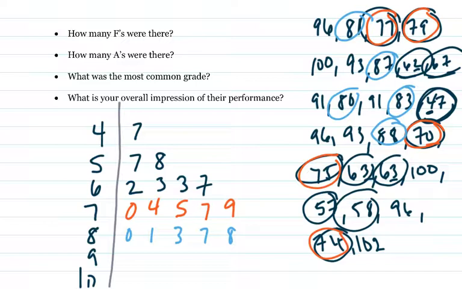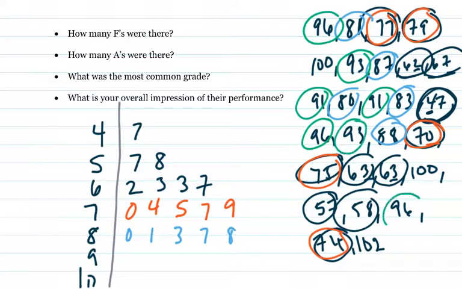Then we're going to do everything in the 9s with a 9 stem. So in the 90s, 96, 93, 91, 91, 96, 93, 96. So the lowest is 91, and there's 2 of those. So 1, 1. Then we have 93, 93.